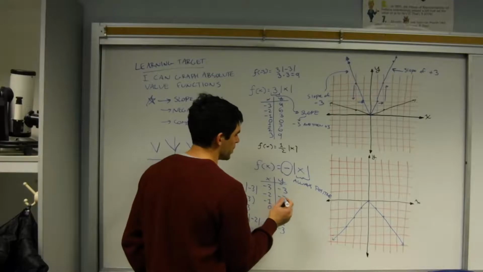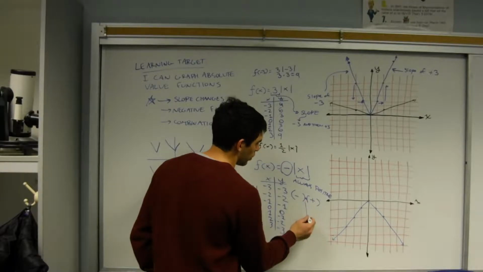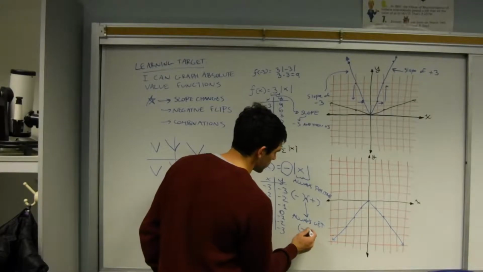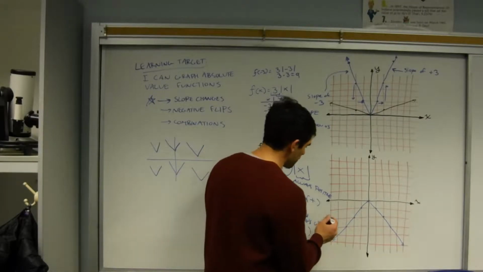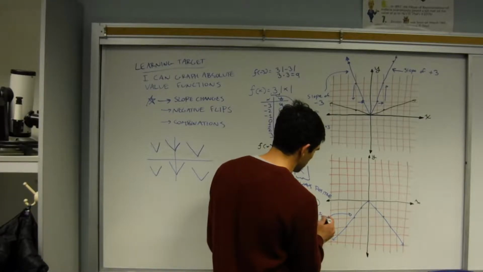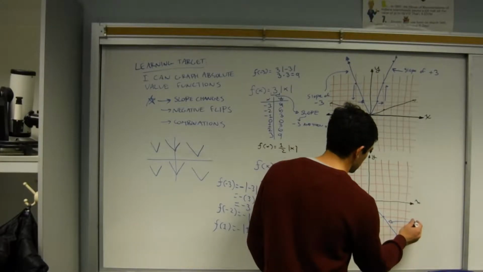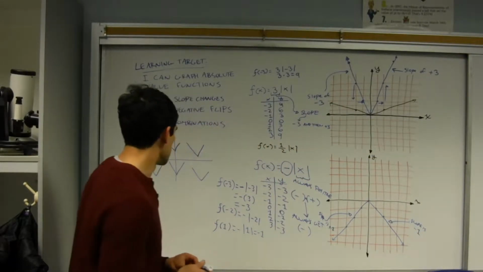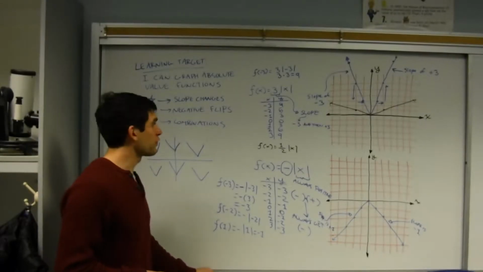We also know that when we multiply a negative number by a positive number, we always get a negative number. So that explains why we have these negative y values. And again, this time, on the left side of the vertex, the slope is positive 1, and on the right side, the slope is negative 1. So that represents a negative flip of the graph.